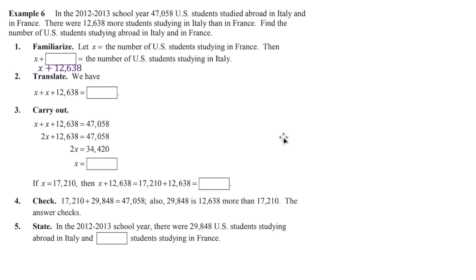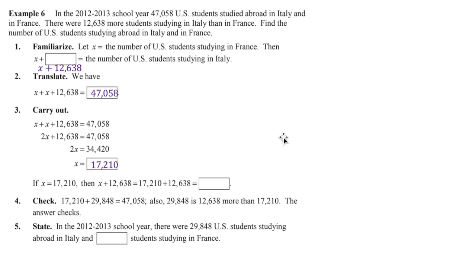Translating then, X plus X plus 12,638 would be our total number of students of 47,058. Let's combine like terms to give us 2X plus 12,638 is 47,058. Subtract the 12,638 from both sides, which provides us with 2X is 34,420. Divide both sides by 2. We now have X is equal to 17,210.